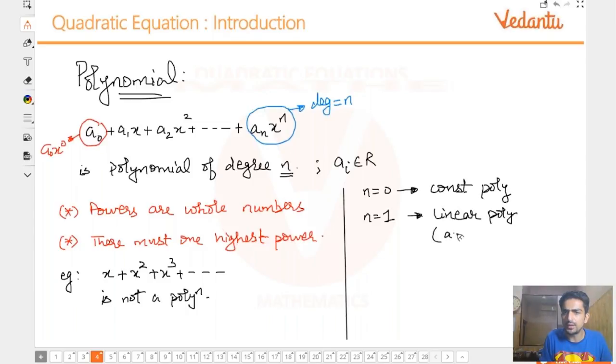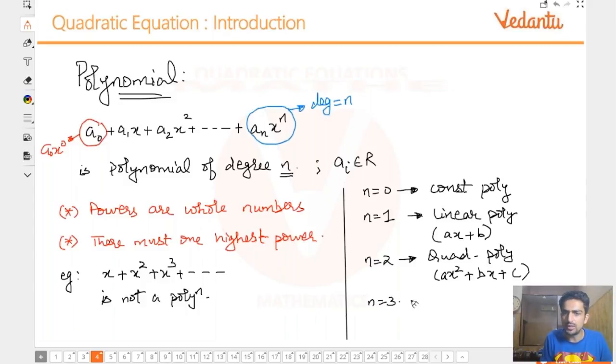It will be of the form ax plus b. There will be one constant term and one term containing x. When degree is 2, it's called quadratic polynomial. Very good, Sundar. It will be of the form ax square plus bx plus c.